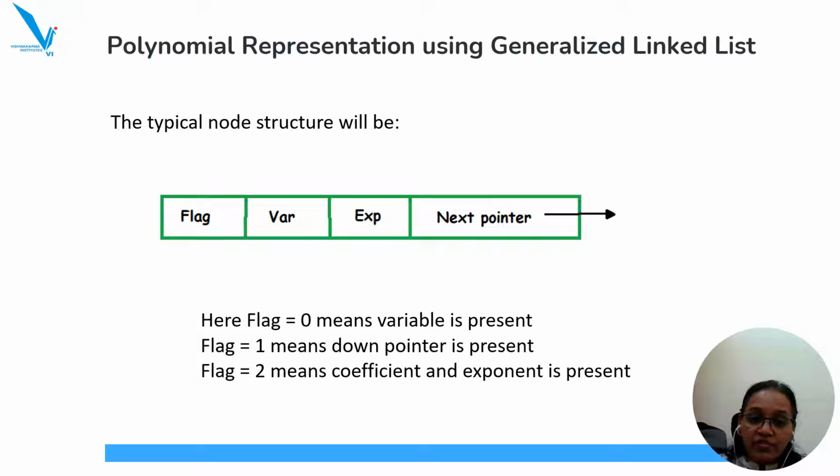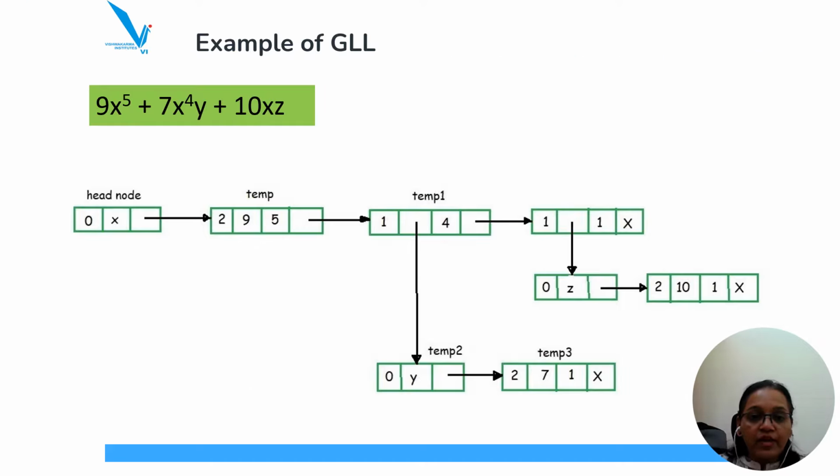Down pointer present means that particular term has multiple variables, more than one variable. And flag 2 means that variable has coefficient and exponent terms available. Now let us see one example. My example is 9x raised to 5 plus 7x raised to 4 into y plus 10xz. This is a polynomial containing multiple variables. Which are the variables? x, y, and z. And every variable has some coefficient and exponent.